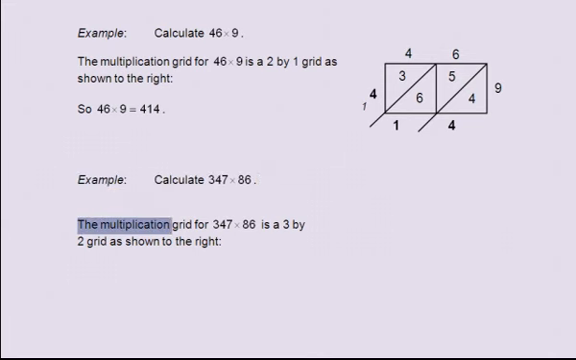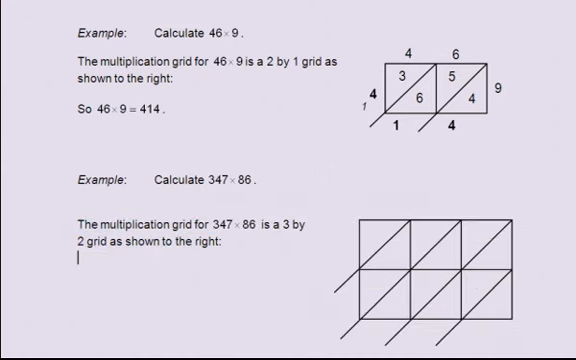The multiplication grid for 347 multiplied by 86 is a 3 by 2 grid, as shown to the right. 3 is written at the top of the first column. 4 is written at the top of the second column. And 7 is written at the top of the third column. 8 is written at the end of the first row. And 6 is written at the end of the second row.